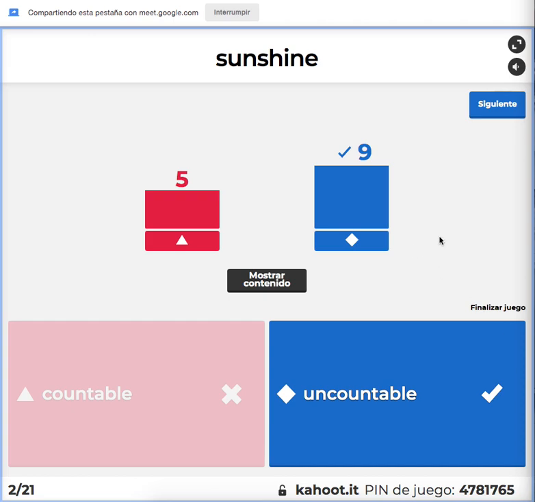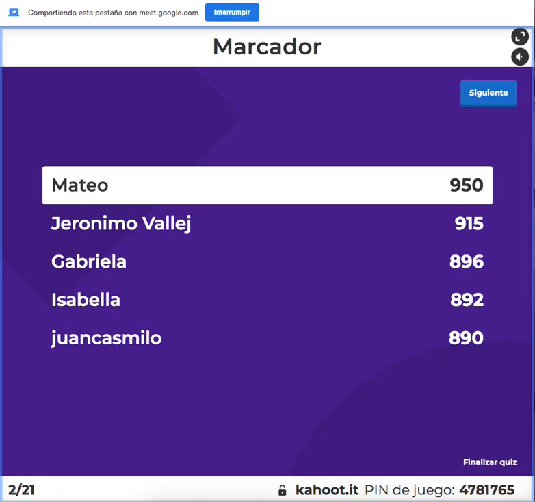Okay, well, we have 5 people that said countable, and the answer, specifically, is uncountable. What is the meaning of sunshine, guys? What is the meaning of this word? Brillo solar? Yeah, it's like los rayos del sol. So it is not possible to count sunshine. It is not possible to count it, because it is not possible to count, for example, light. So, sunshine uncountable. Let's continue.